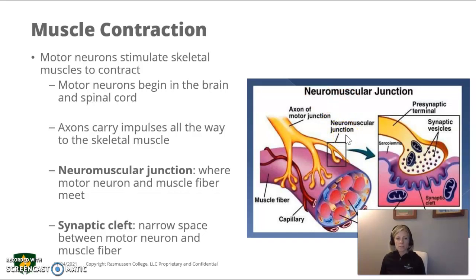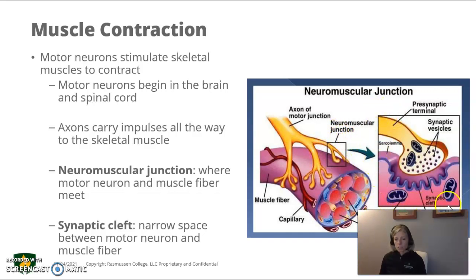It meets up with the muscle at what we call the neuromuscular junction. Let's break that term down. Neuro means nerve, muscular means muscle, and junction is just where two things come together. So where that neuron meets up with the muscle is called the neuromuscular junction. In this picture, you can see it's happening right here. The action potential comes down the axon, reaches the very end of the axon, and then meets up with the purple muscle fiber.